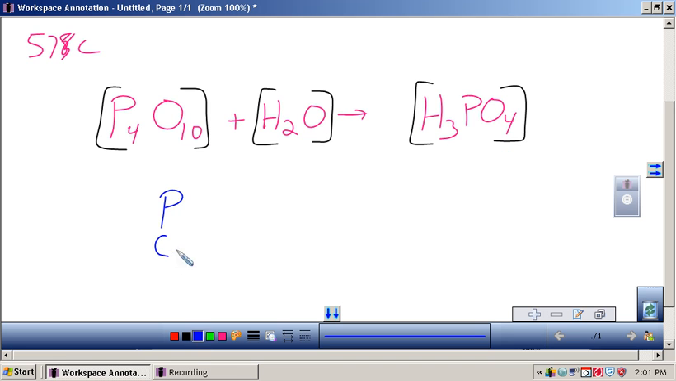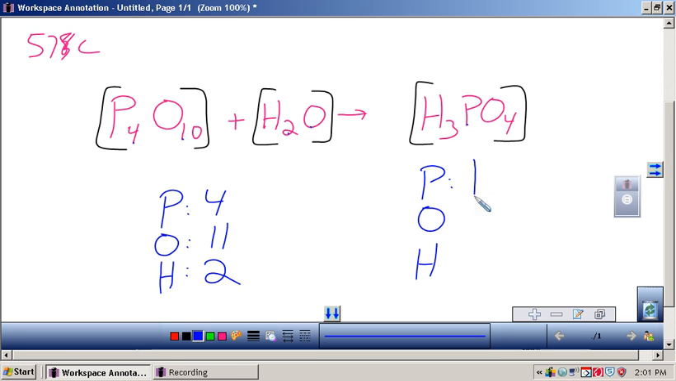All right, so to summarize, just vertically, what I have: 4 phosphorus. I have 10 plus 1, I have 11 oxygens. And I have 2 hydrogens. On the right side, I'm going to do the same thing. I'm going to list them in the same order. So I have 1 phosphorus. I have 4 oxygens. And I have 3 hydrogens.